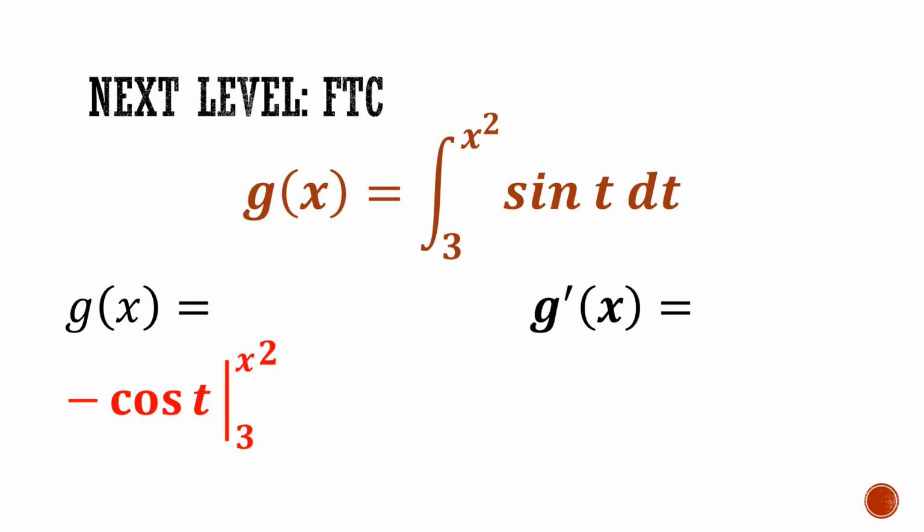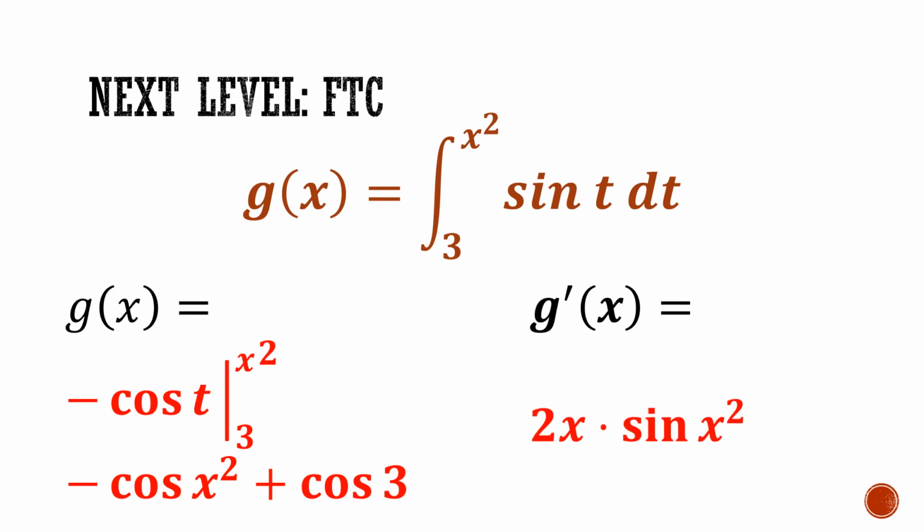And we're evaluating that from 3 to x squared. So when I plug in my top and then subtract it from the bottom, I get negative cosine x squared plus 3. Now, taking the derivative of that, so the derivative of g of x, I'm going to take the derivative of negative cosine x squared, which is sine x squared, and then you remember you have to chain rule it, so I have to take the derivative of x squared, which is 2x. And so I notice that my final answer is 2x sine x squared.